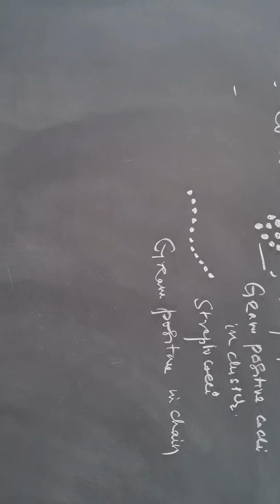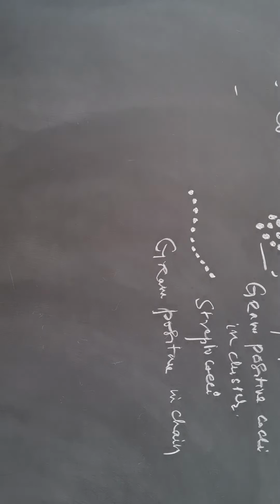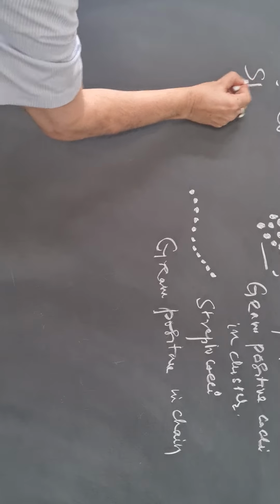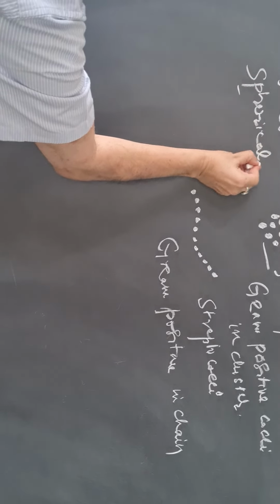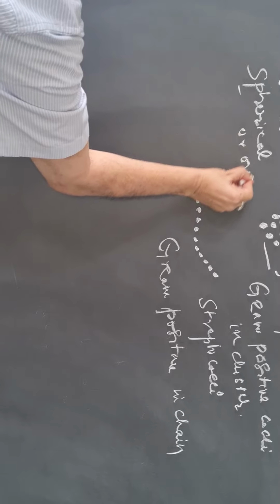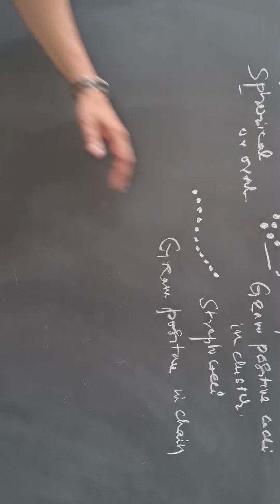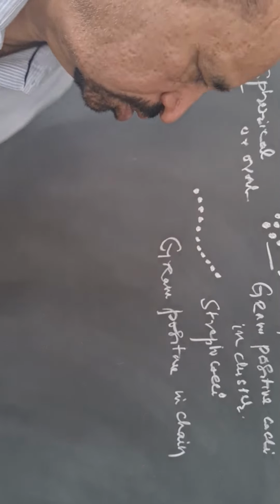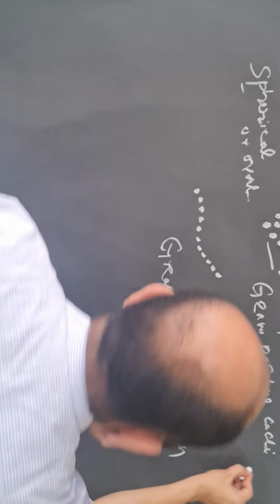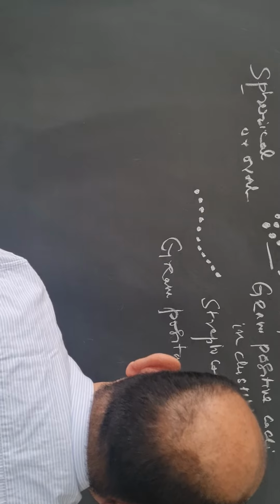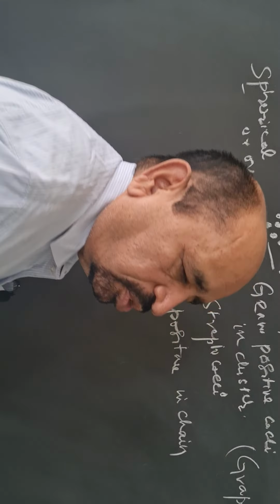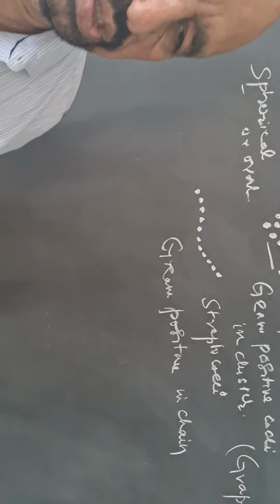Gram-positive cocci. Cocci are spherical or oval-shaped organisms. Staphylococci look like a bunch of grapes. Gram-positive cocci arranged in clusters.